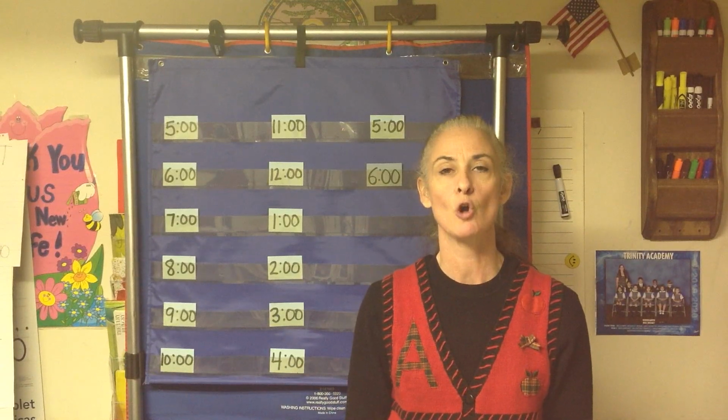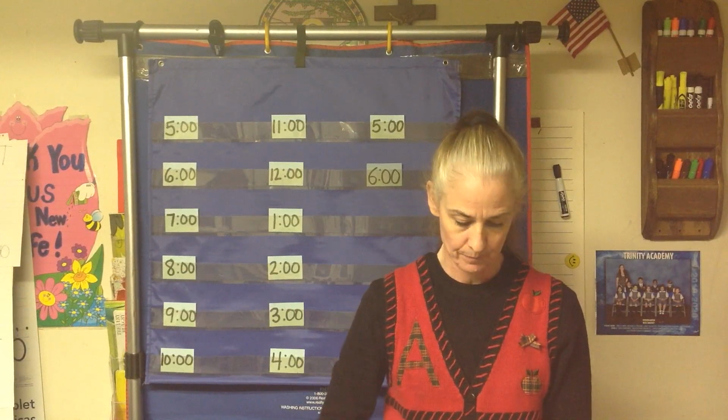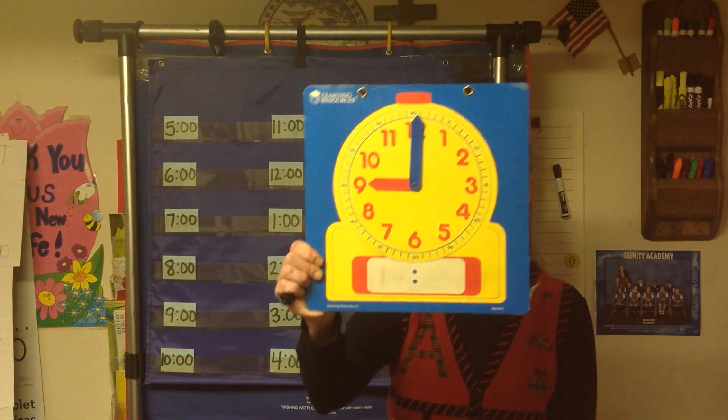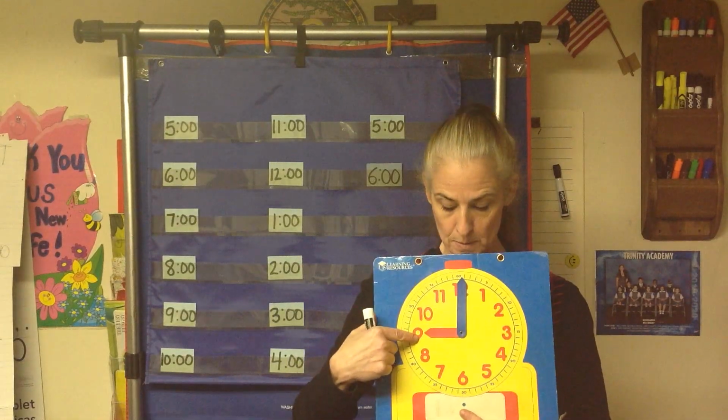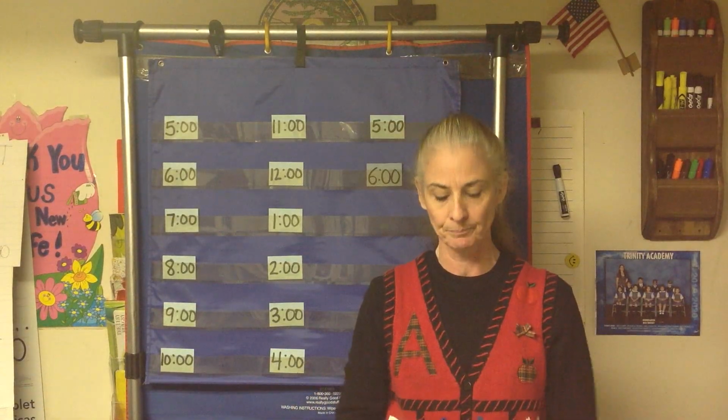Okay, ready? Show me 9:00. 9 being the hour, o'clock pointing to the top of the clock with the minute hand. Does your clock look like this? The hour is 9. Our minutes are o'clock at the top of the clock. 9:00. Now write it at the bottom.